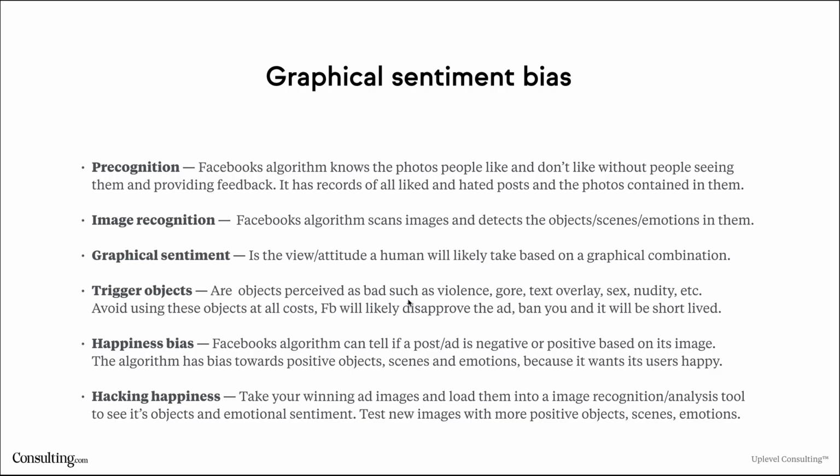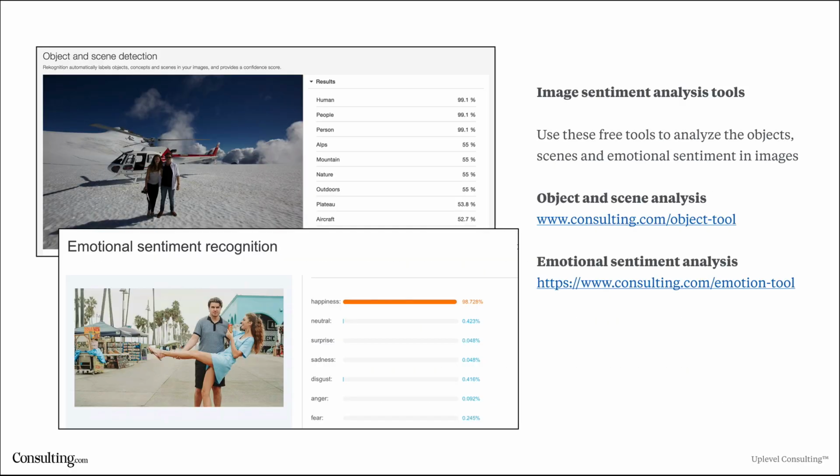Now, happiness bias. So Facebook's algorithm can tell if a post or an ad is negative or positive based on its image. And the algorithm has a bias towards positive objects, scenes, and emotions because it wants its users to be happy. Now, hacking happiness. So you want to take your winning ad images and load them into an image recognition or analysis tool to see its objects and emotional sentiment. And then you want to test new images with more positive objects, scenes, and emotions. So how do we do this?